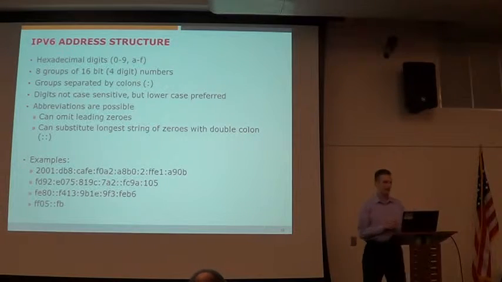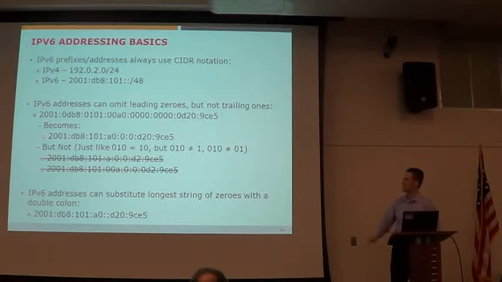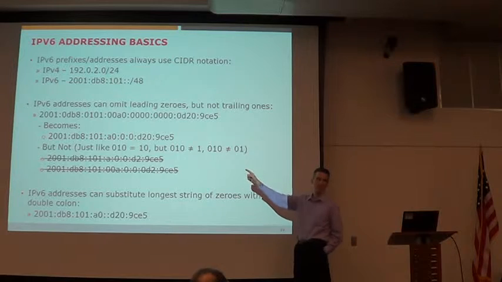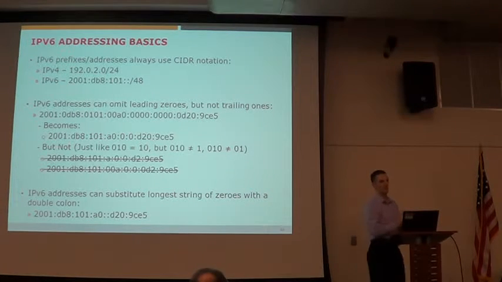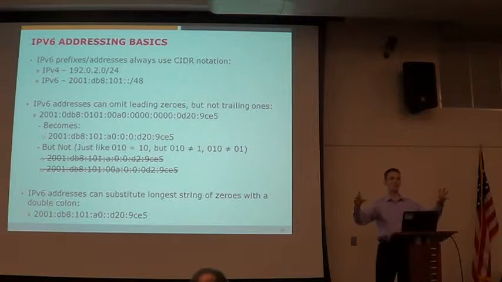Okay, so in terms of the double colon, because these are so long, we can do what's called compression. If I have a string of zeros, I can compress that into a double colon. And where that can be nice is, even with this 2001:DB8, instead of having a whole long address, 2001:DB8:0000:0001, I can just say 2001:DB8::1. I can compress all those zeros.